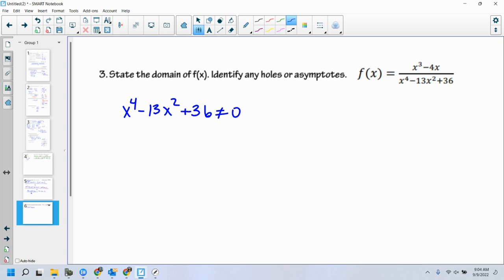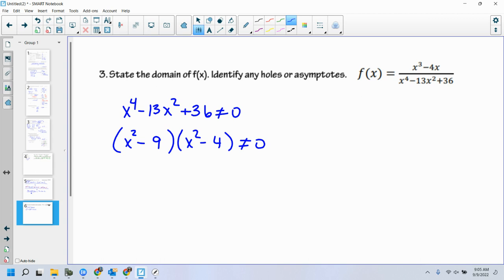Now, you may be thinking, wait, I got an x to the 4th and an x squared. Yeah, that doesn't matter, it's separated by 2. I can still factor this down. I've got an x to the 4th, x squared, then nothing. What are the factors of 36 that add to get negative 13? Negative 4, negative 9, right? So that's going to be x squared minus 9, x squared minus 4.